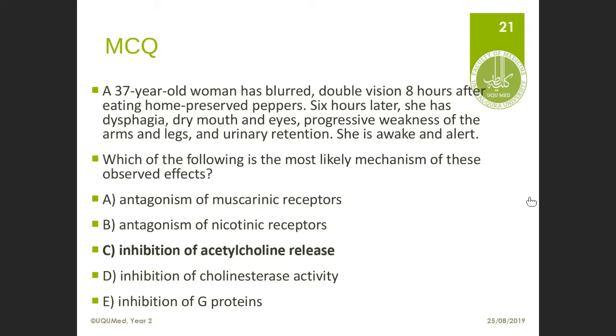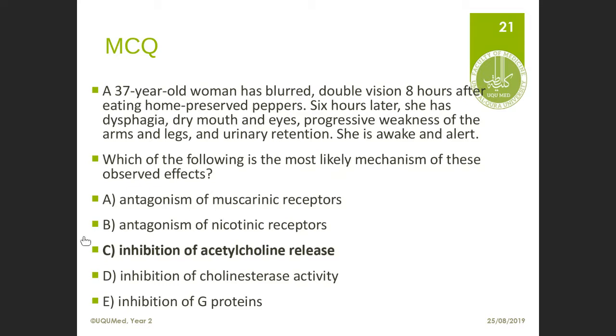So the last one is an MCQ: a 37-year-old woman has blurred vision and double vision after eating home-preserved peppers 8 hours earlier. Six hours later, she has dysphagia, dry mouth and eyes, progressive weakness of the arms and legs, and urinary retention. She is awake and alert. Which of the following is the most likely mechanism of these observed effects?